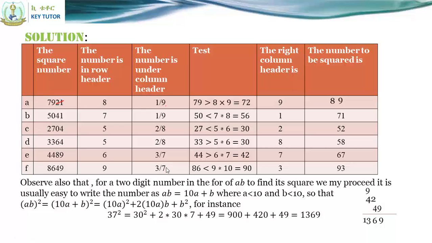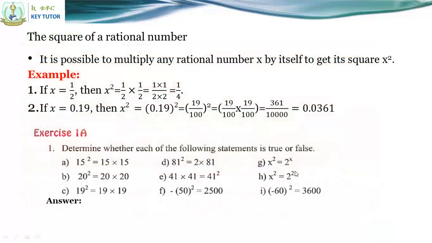Okay, thus you take 86. 86 is less than the row header, 9 times 1 plus the row header, 10, 90. So as 86 is less than 90, you take 3 as a units digit together, that makes 93. Okay, so that's all.